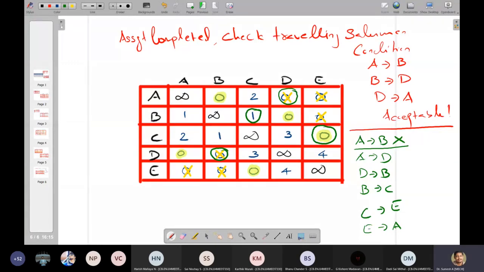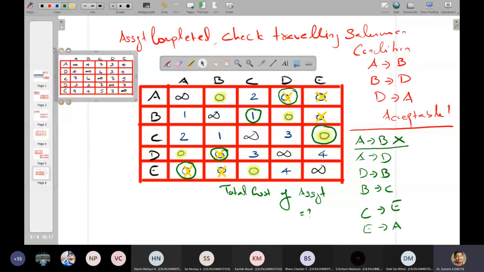Okay, then you can calculate the total cost of assignment. Okay, so total cost of assignment you can calculate from the first table. Okay, so A to D, D to B, B to C, C to E, and E to A. Total cost of assignment you can calculate from the first table wherever the question is given.